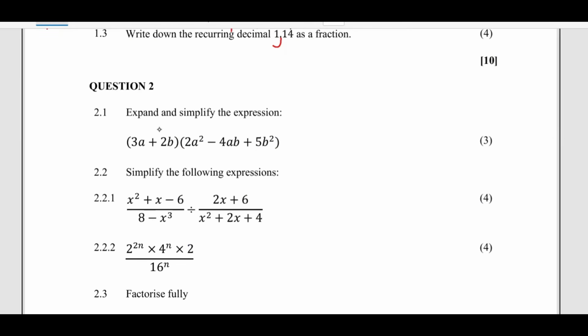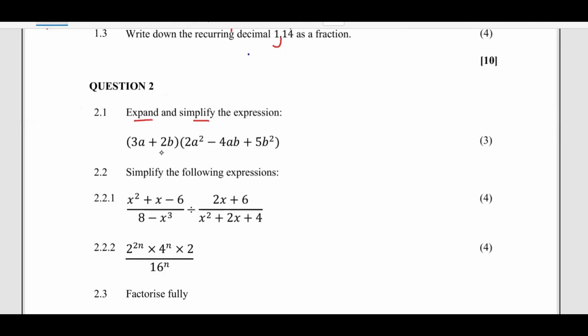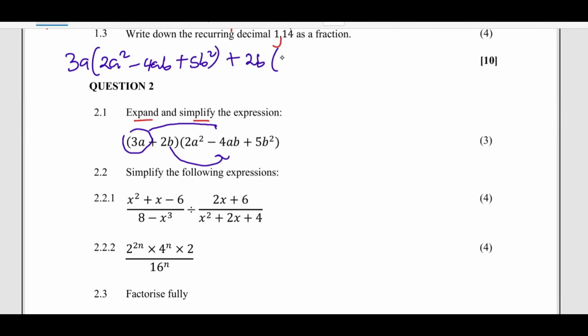Expand and simplify. When they say expand and simplify and you have brackets, we have to open up these brackets. Okay, that's the meaning. So you have different methods of how you open your brackets, but I'm going to use the simplest. So this 3a is going to affect everything within this bracket. Then the 2b is also going to affect everything within this bracket. So I'll say 3a into 2a squared minus 4ab plus 5b squared. And then plus the 2b into 2a squared minus 4ab plus 5b squared. Okay, let me open up now.